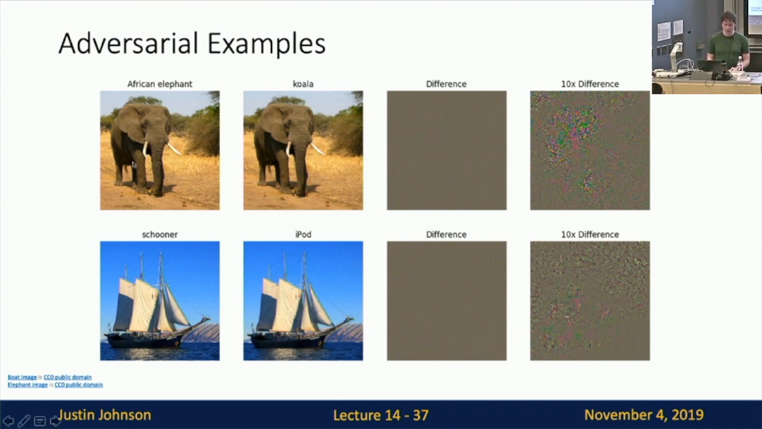So here we've taken this image of an African elephant and changed it just a little bit, and now it's classified very, very confidently as koala. Or we've taken this schooner image, even though we still don't know what a schooner is, and classified it very confidently as an iPod, which maybe we do know what it is, and it's not this. And of course, these were very, very tiny imperceptible differences that were used to generate these adversarial examples.